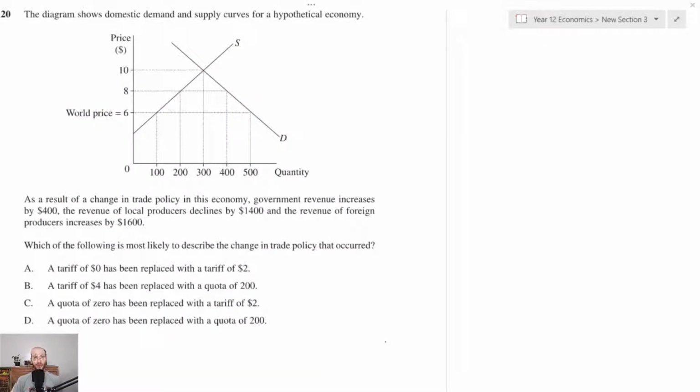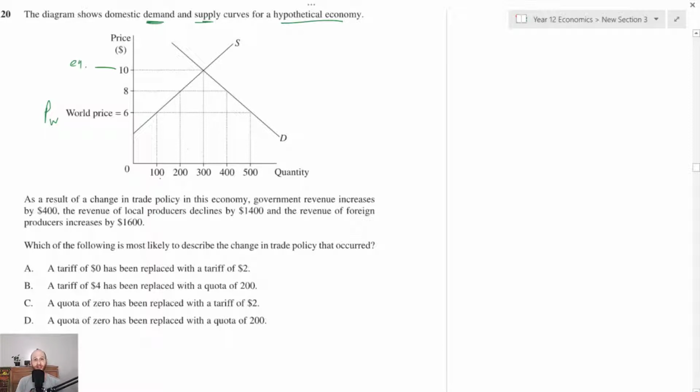Okay, here we go. Question 20. The diagram shows domestic demand and supply curves. Come on, draw for me. Supply curves for a hypothetical economy. Fine. So what we can see here is a couple of things. So we can see that PW is 6, no problems. 10 is equilibrium. And then 8 would be some kind of protection measure in between 8 and 10.